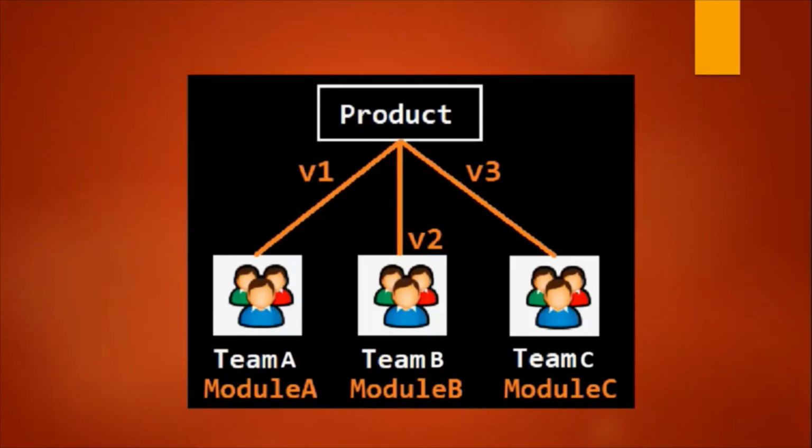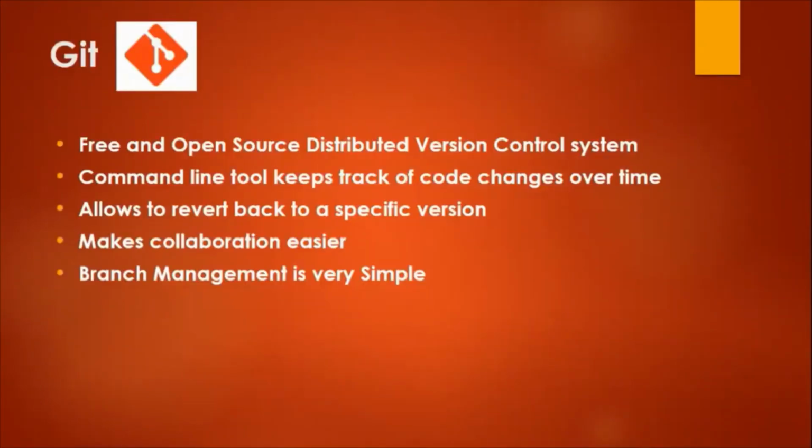Now let's move on to Git. Git is a free and open source distributed version control system. It is the most commonly used version control system. Git commands help to track the changes made to a file or a set of files. Version reverting option is available in Git. Any specific changes can be reverted back to a particular commit. Multiple people can commit and merge the changes into a single repository. This makes the collaboration process easier.